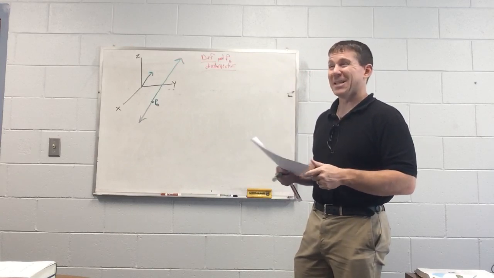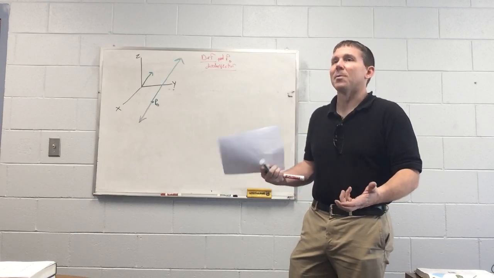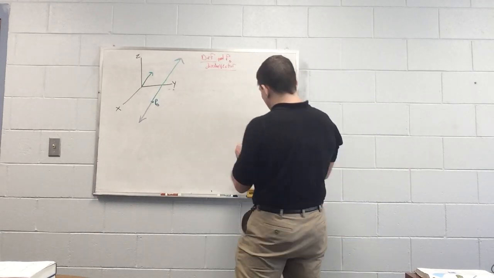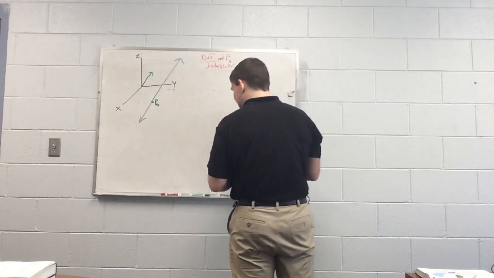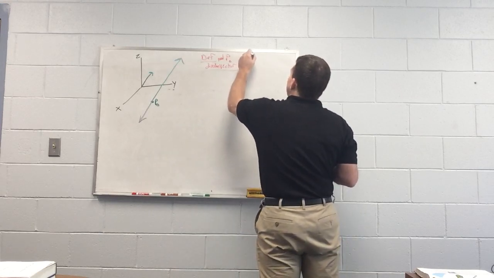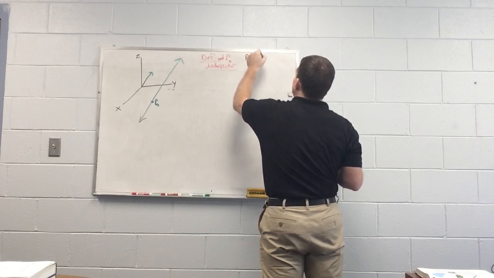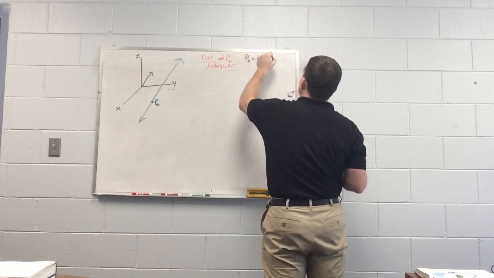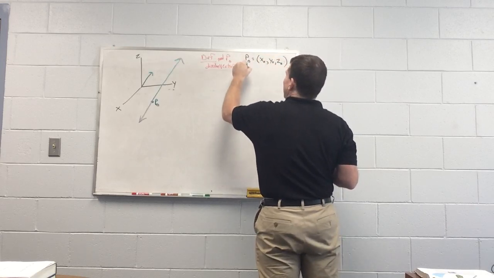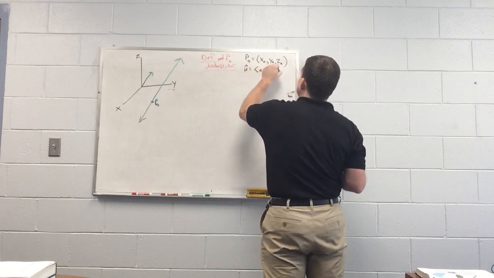The question becomes, how do I use that from a problem solving perspective? We're going to manipulate this a little bit. We are going to say p sub 0 is equal to the point x sub 0, y sub 0, z sub 0. My direction vector, I'll call it u, and I'll say it's the vector a, b, c.